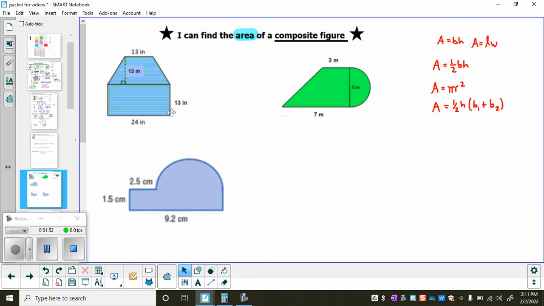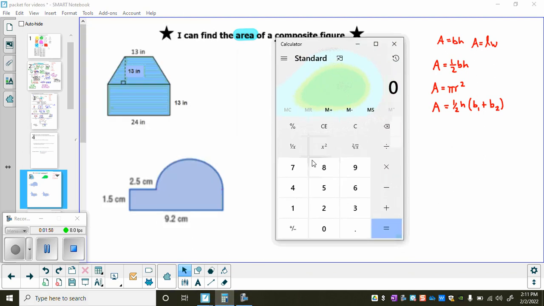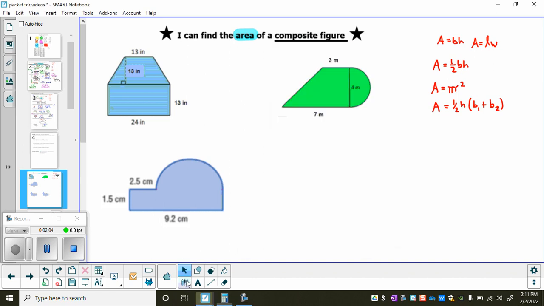Okay, perfect. So for this first one right here, if we're doing base times height, it's just a 24 by 13. And I'm going to use the calculator here so you guys can just look here. We've got a 24 by 13. So that's going to be a 312. That's a 312 right here. So this part's 312.